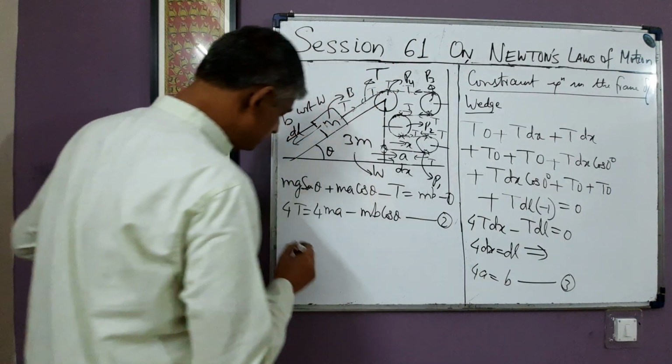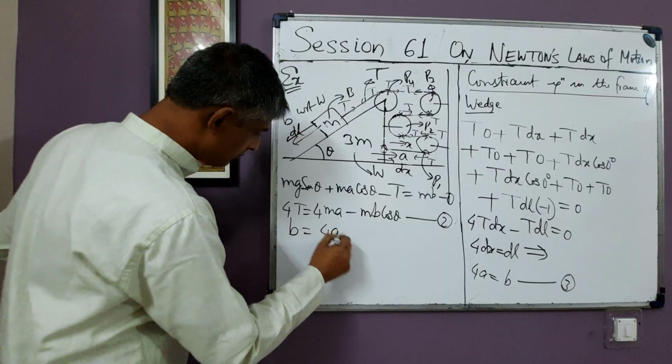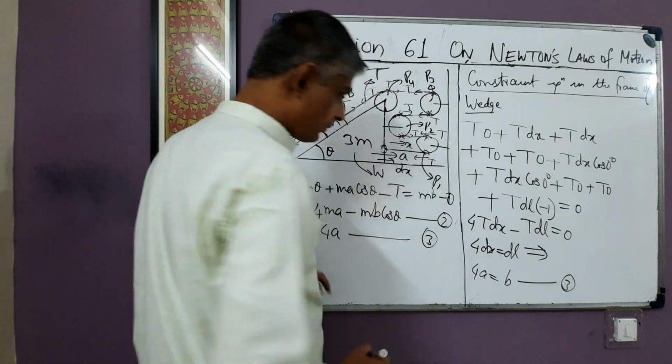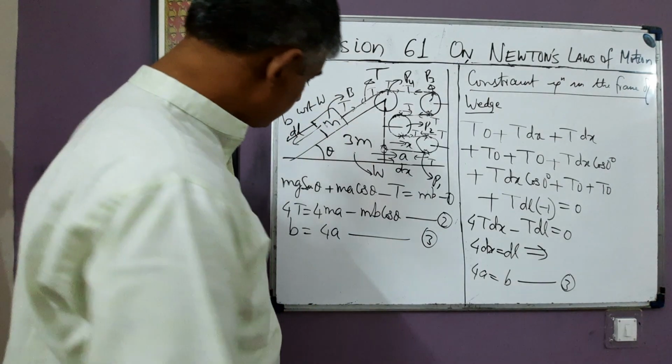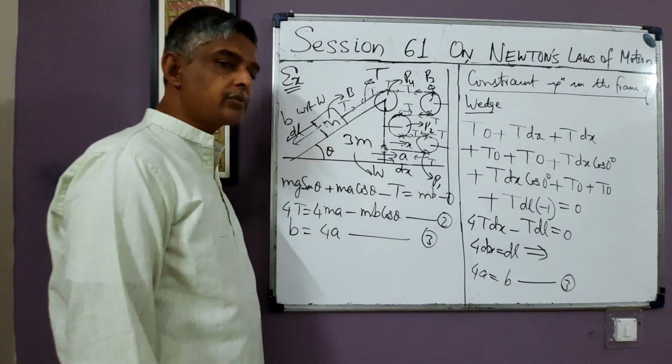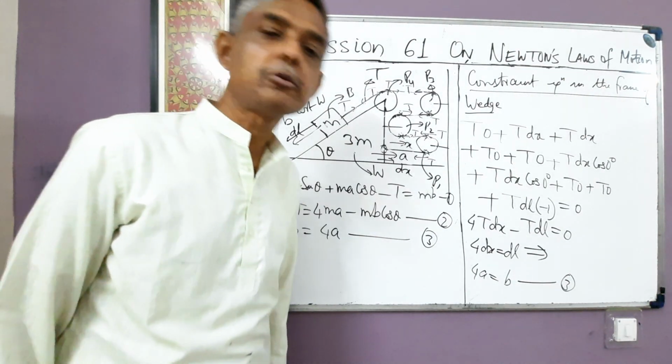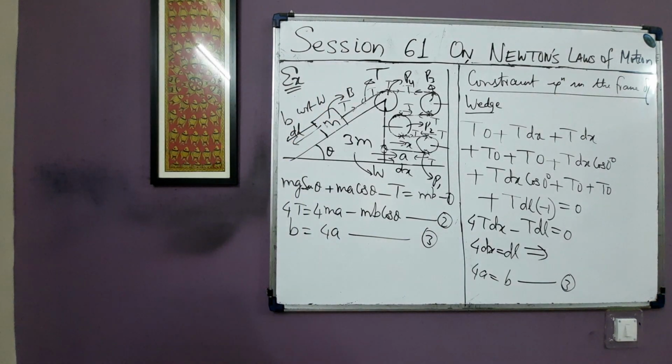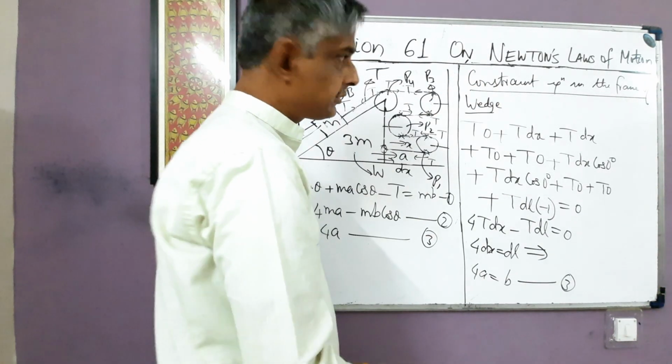Fine. So in this equation right here, B is just equal to 4A. Fine. Alright. Now what we have to do is find the value of A in terms of theta and then maximize it with respect to theta. Fine.